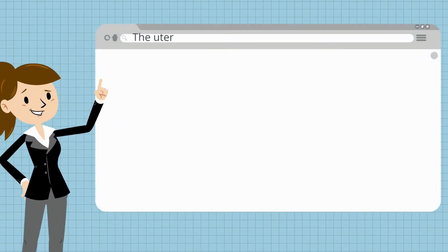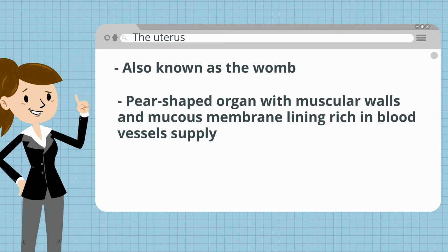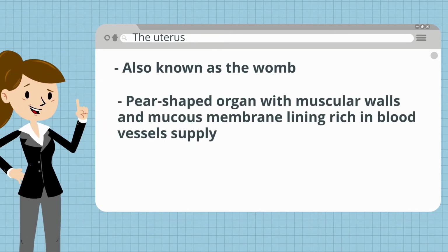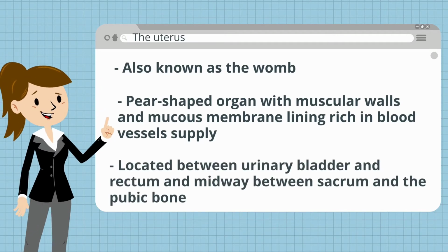The uterus, formerly known as the womb, is a pear-shaped organ with a muscular wall and a mucous membrane lining filled with a rich supply of blood vessels. It is located between the urinary bladder and the rectum and midway between the sacrum and the pubic bone.